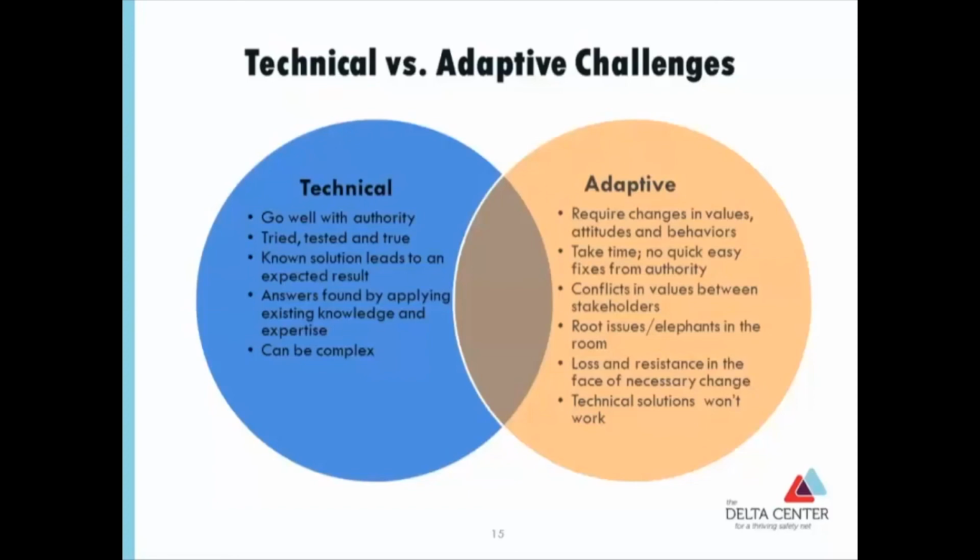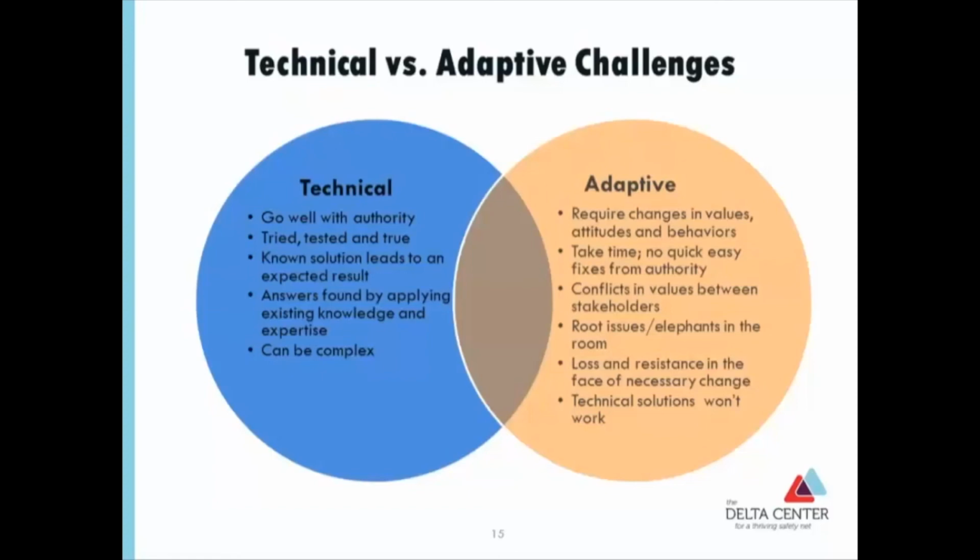The other kind of challenge, to contrast with technical, and we have these overlapping circles because it's not as simple as this. It's not like a challenge that's purely technical or purely adaptive. But I'm oversimplifying just to make that distinction more clear.